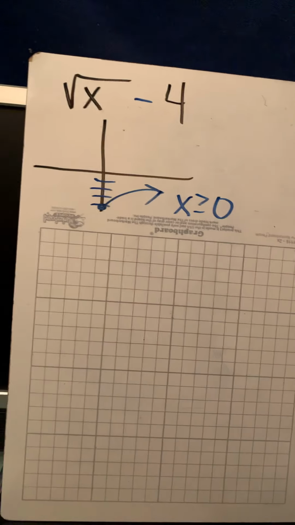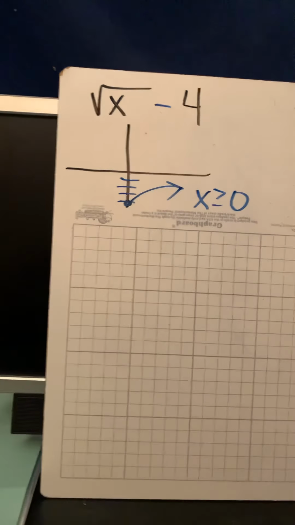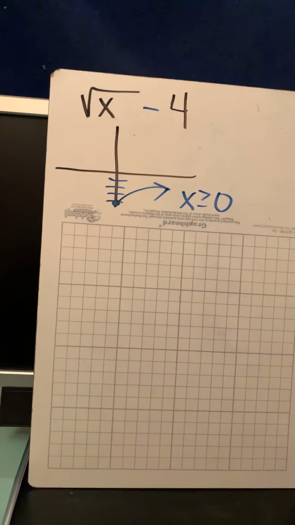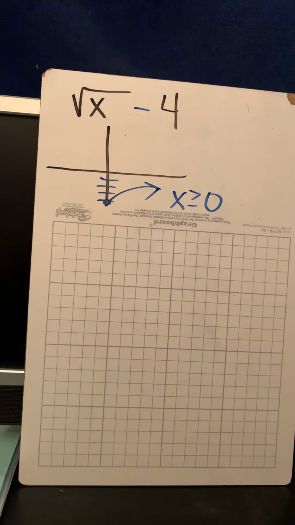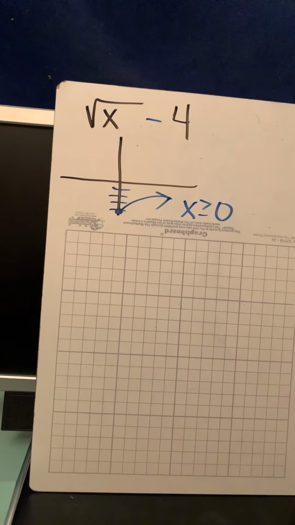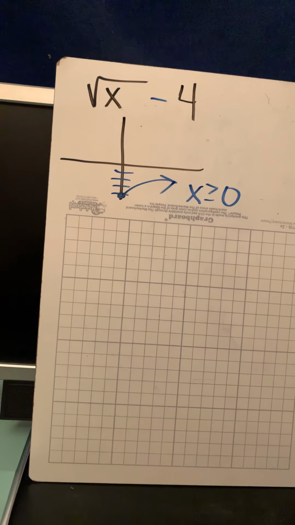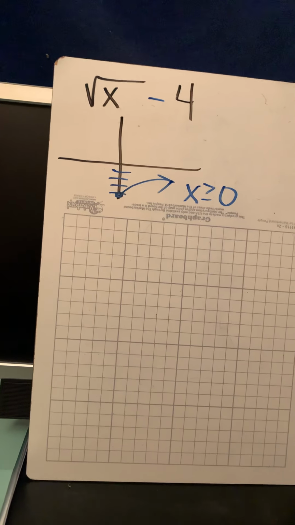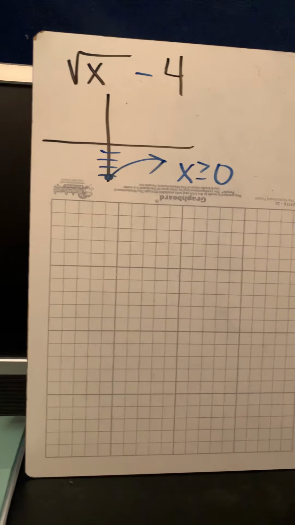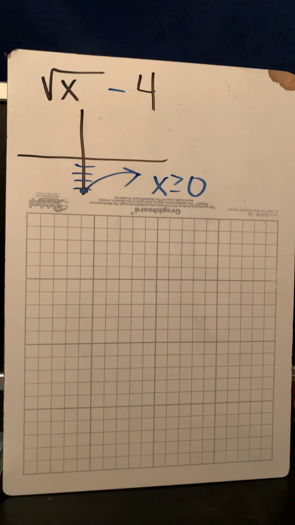So that is what you're doing today. Pretty easy assignment. You don't have to do any table of values. Graph it using the translations like I showed you just now. Have fun with it. I have not met anybody who didn't like graphing the square root functions. So there it is, graphing your square root functions.